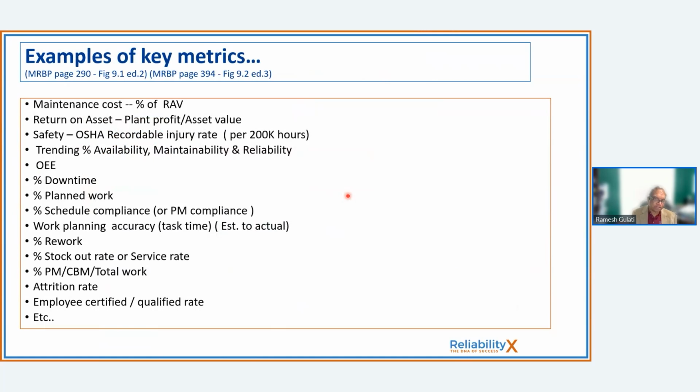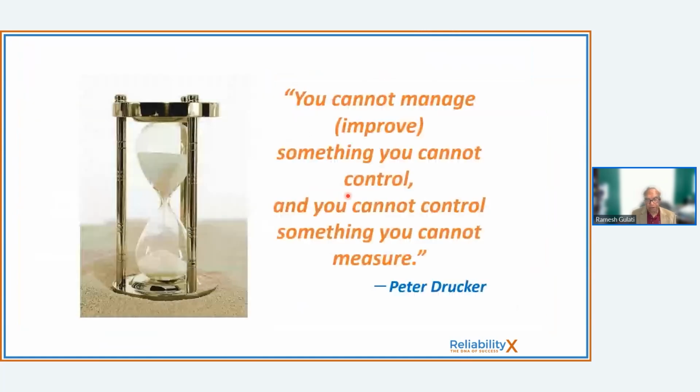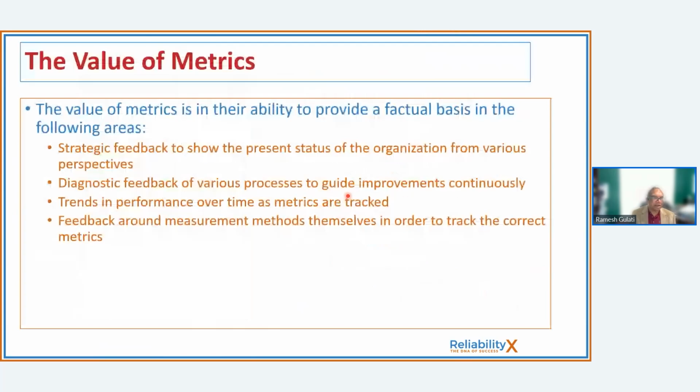You cannot manage something you cannot control. You cannot control something you cannot manage. Peter Drucker said, so keep that in mind. The value of a metric is in the ability to provide a factual basis for the following areas: strategic feedback, diagnostic feedback, trends in performance over time as a metric trend. It tells you where we are, where we're going, and our goal, and how we can make improvement. Again, our metric should change the behavior of people, should be actionable.